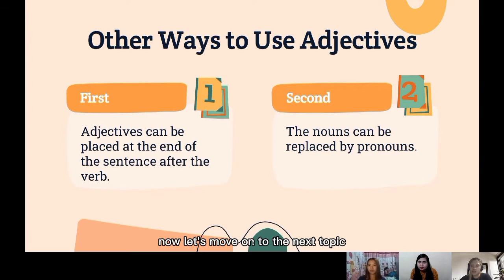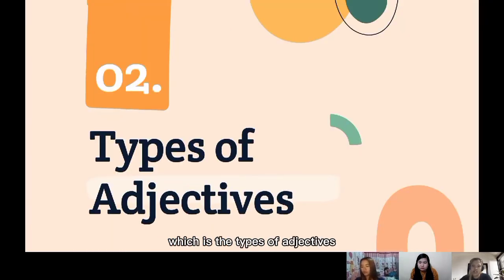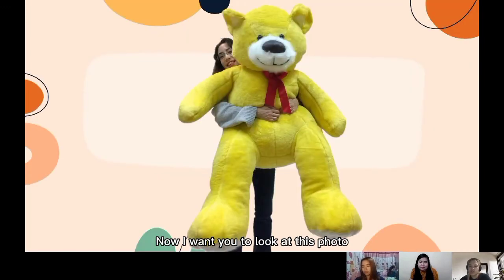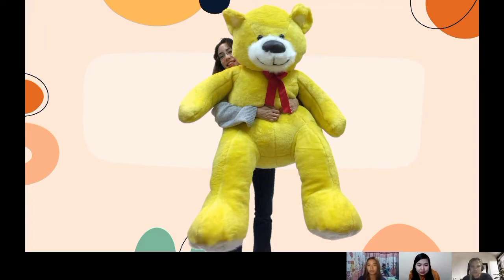Now let's move on to the next topic, which is the types of adjectives. Now I want you to look at this photo and observe it carefully. I want you to give an example sentence that describes the teddy bear in the picture. Miss Cheska, I'll give you a minute. And if you're ready, you can say your answer.